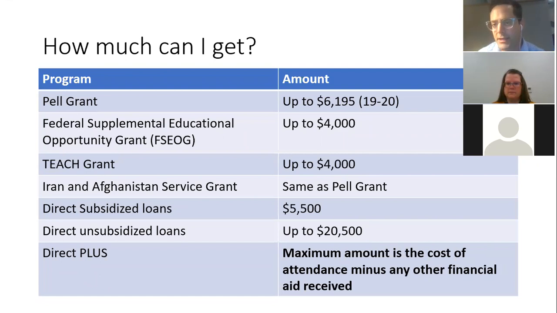And then Direct PLUS, again, I had mentioned that this is a loan that could go to parents, and this would be your cost of attendance versus financial aid. And if there's a gap there, the government might give the parents a loan in their name.